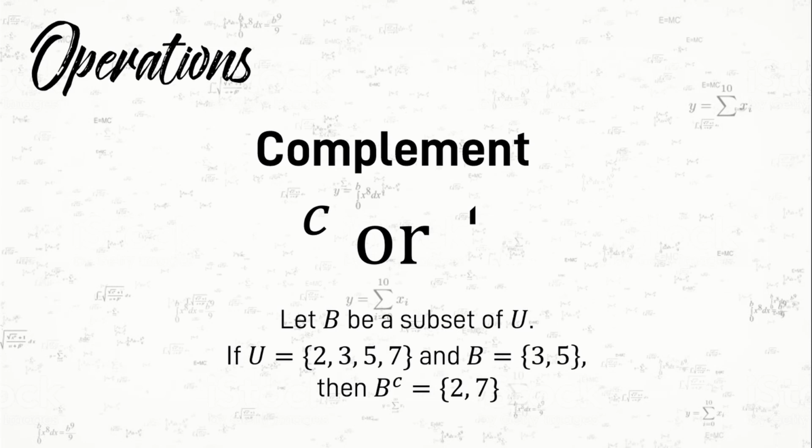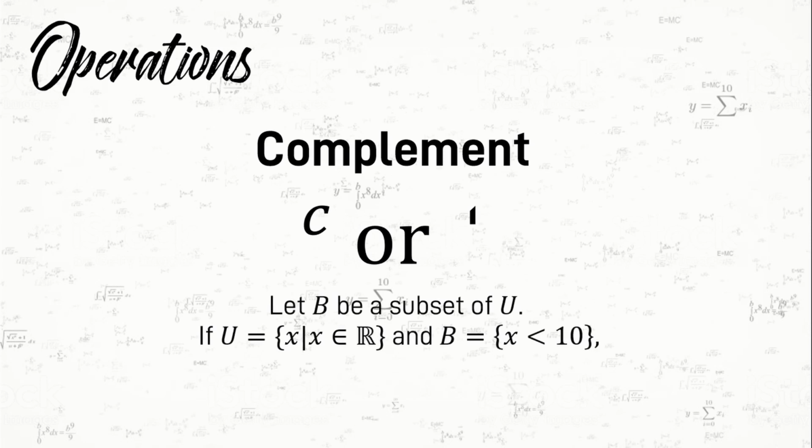Next example, if set U contains all real numbers and set B contains real numbers less than 10, then what do you think is the complement of B? Well, the complement of B is the set containing real numbers greater than or equal to 10. Did you have the same answer with me?